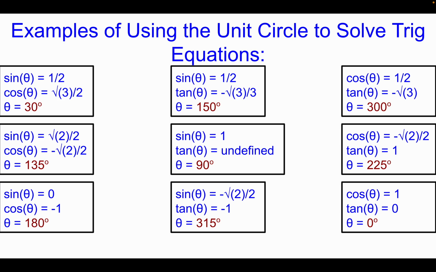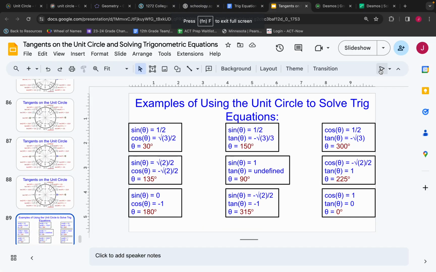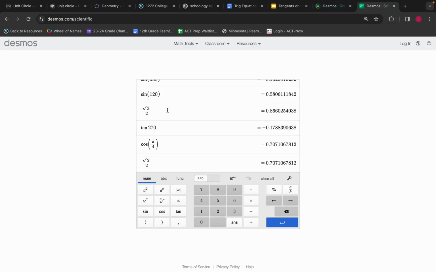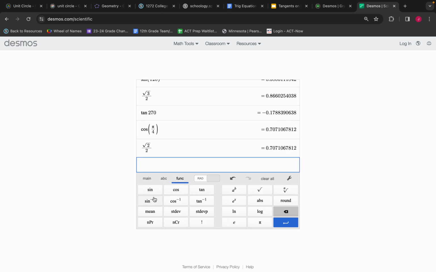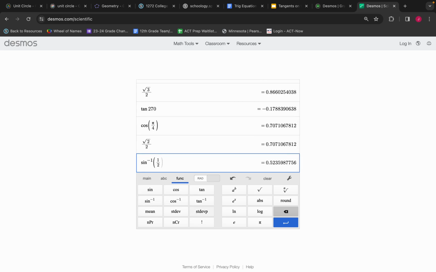I think it's worth noting that Desmos is not going to be super useful at this point in time. I can kind of show you why. Let's start with one where it would work, and then we'll show one where it won't work, and we'll talk about why that is. Okay, let's do this one right here. So sine of theta equals 1/2. So what I could do is there is a function called sine inverse. So I could do sine inverse of 1/2. And then if I make sure that I'm in degrees, that will tell me that that's 30 degrees.